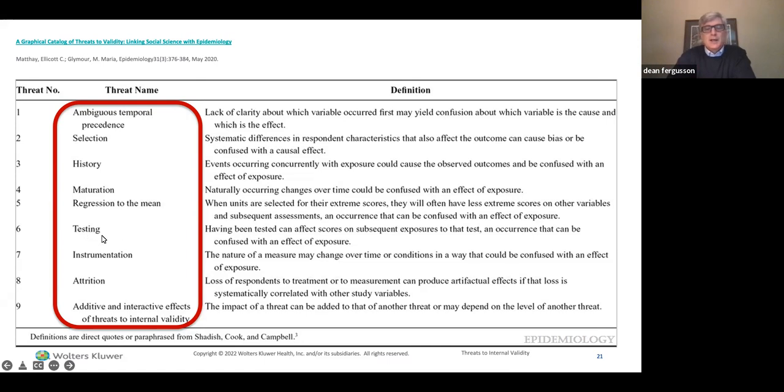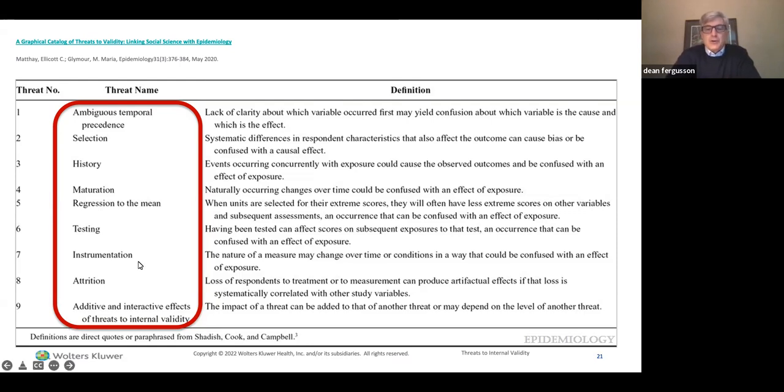Number 6 is testing, where participants having been tested and knowing what that test is, and becoming sort of numb to it or knowing how to respond, can also affect results. So if they filled out 3 pain questionnaires before the intervention came in, and then they're given the same pain questionnaire, they may know how to respond or respond differently because they know they've had the intervention or treatment.